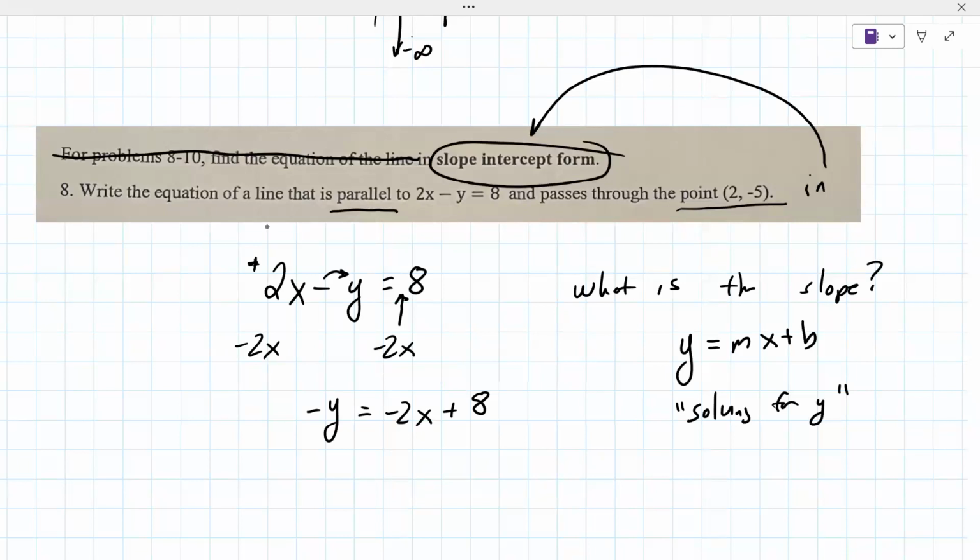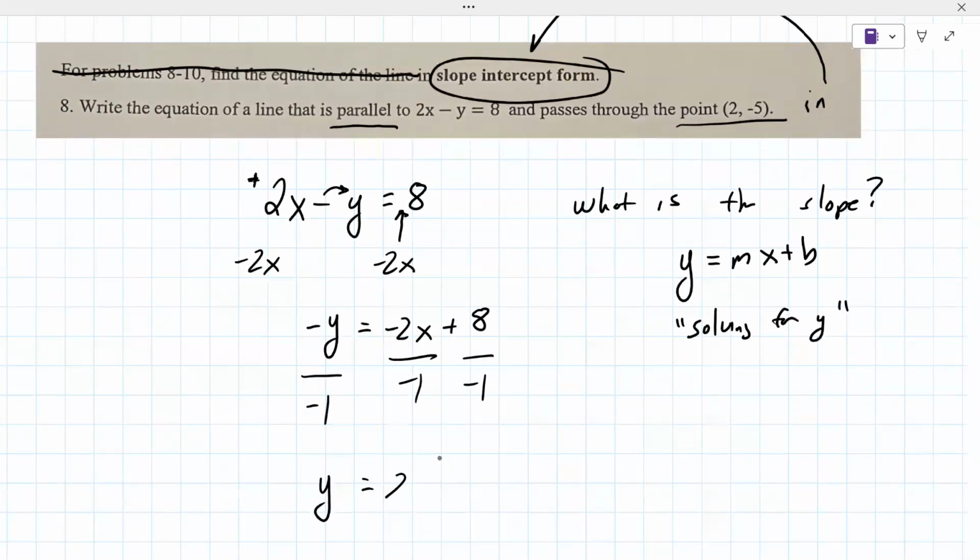Okay, now y is not by itself because it's not just a y, there's this negative in front. How do you undo a negative? Do you remember that? No. So there's two options. You can multiply or divide. I always divide. It's always been my preference. You divide everything by -1. So that's y equals 2x minus 8. And now it's in this form, which is good because you can then tell me the slope. The slope, m, is the number in front of x, so 2.